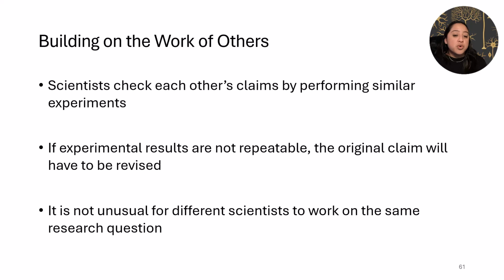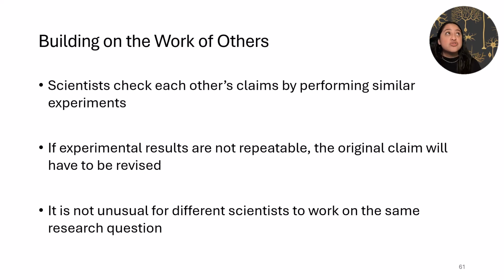So it is really important to communicate with each other, and scientists do check each other's claims by performing similar experiments. If experimental results are not repeatable, like nobody else can get the same result, the original claim usually has to be revised. It's scrutinized: hey, why can't anybody else get the same results as this one group? Did they fudge their data? Did they mess with stuff and they're presenting something that's actually not really true?